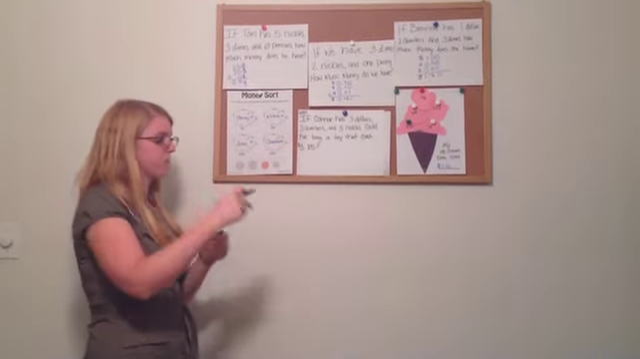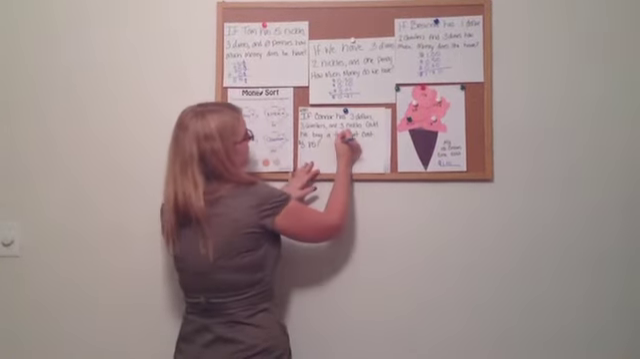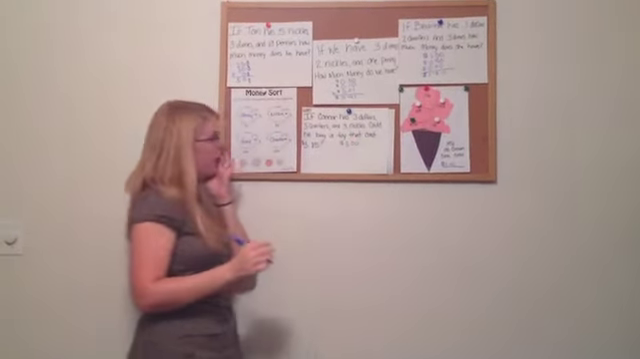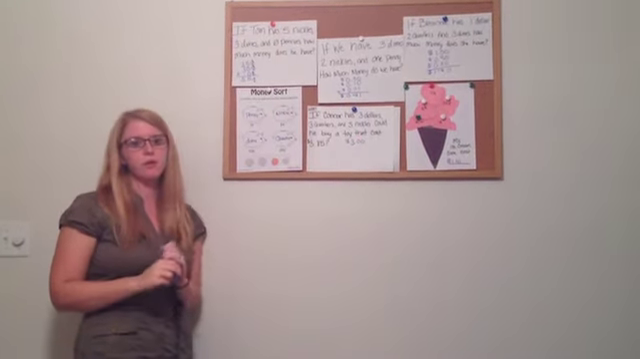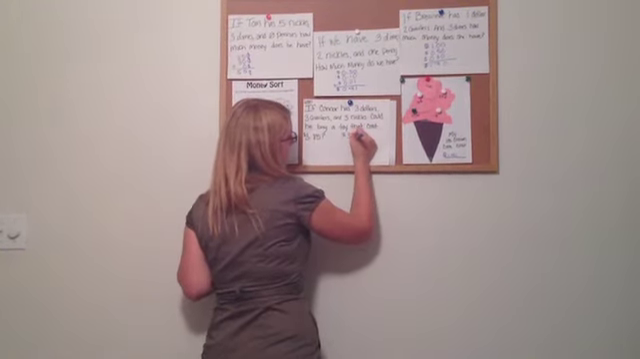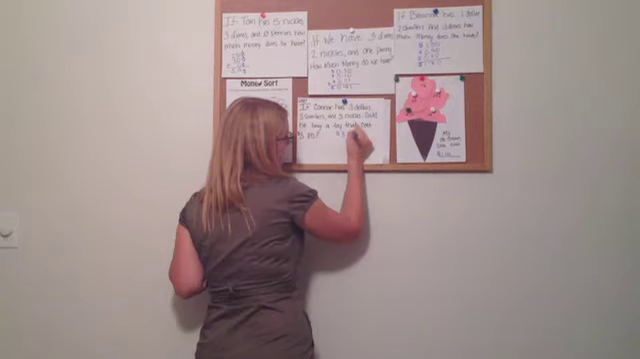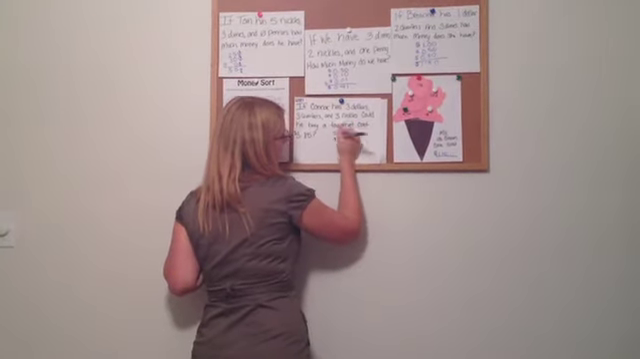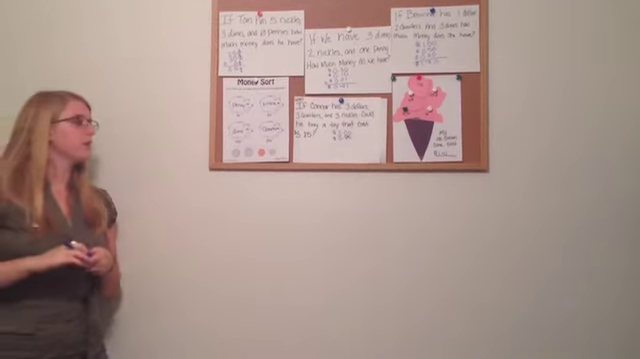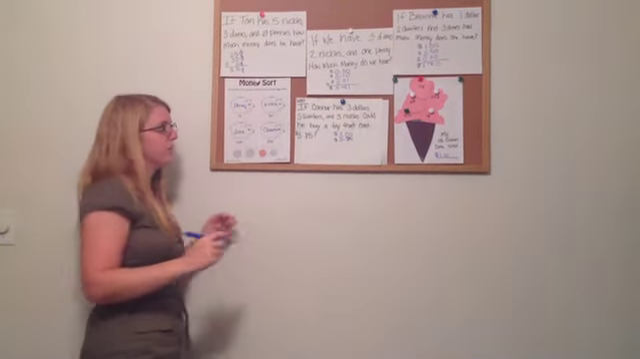So first we have $3, and we want to write this out so that we can see how much we have too. $3. 3 quarters. How much does 3 quarters equal? Good job, 75 cents. Okay, and he also has 3 nickels. 3 nickels equals 15 cents.